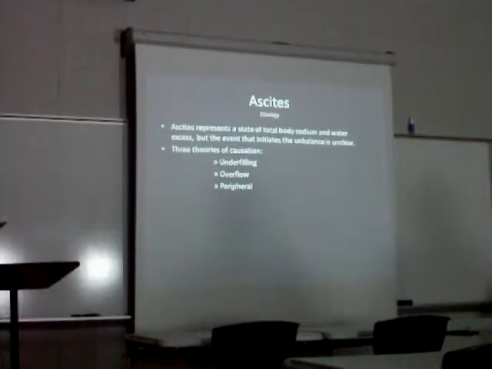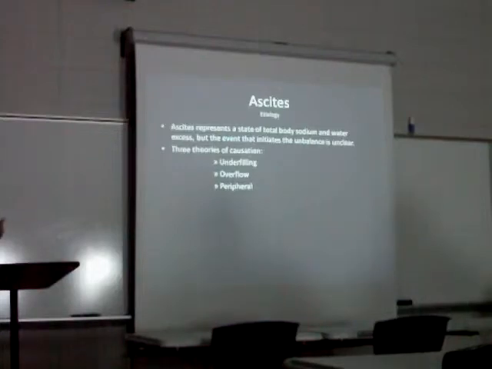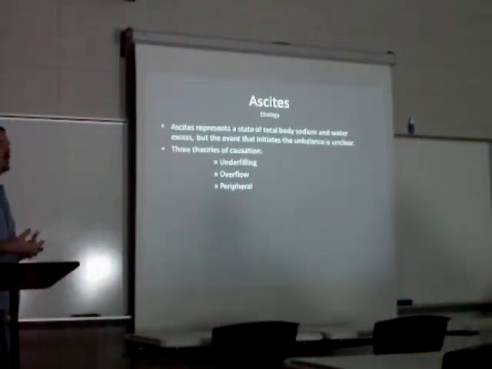But what you need to know, underfilling occurs because of portal hypertension. The portal vein that runs into the liver is taking blood away from the stomach, from the intestines, and also the spleen, and empties it into the liver. There's a problem there. Overflow is caused by renal insufficiency, meaning that your body is not letting go of the water as it should be. And peripheral is simply a combination of underfilling and overflow.